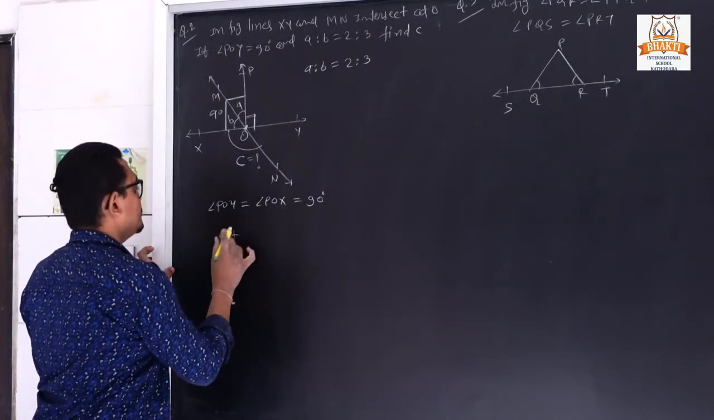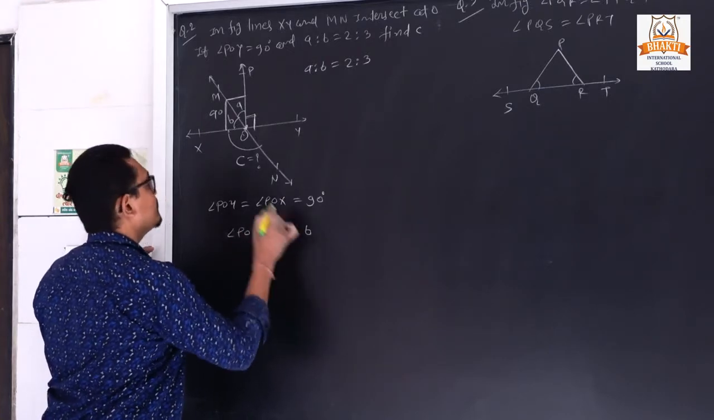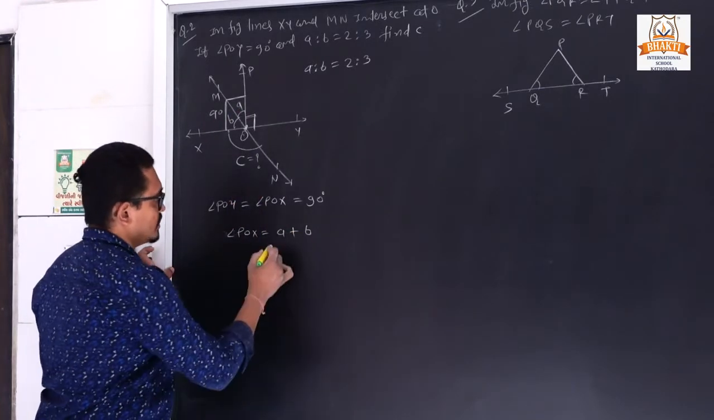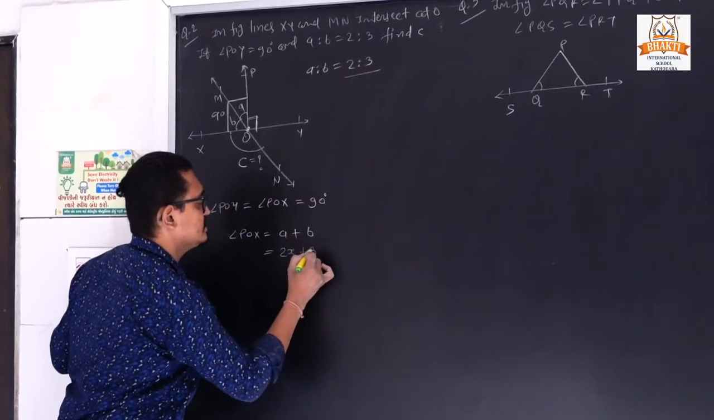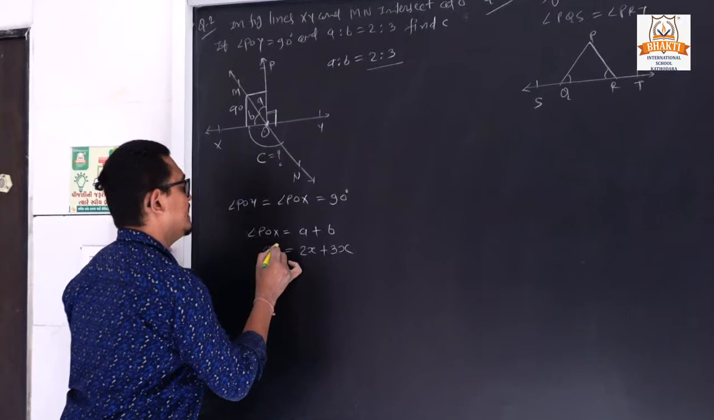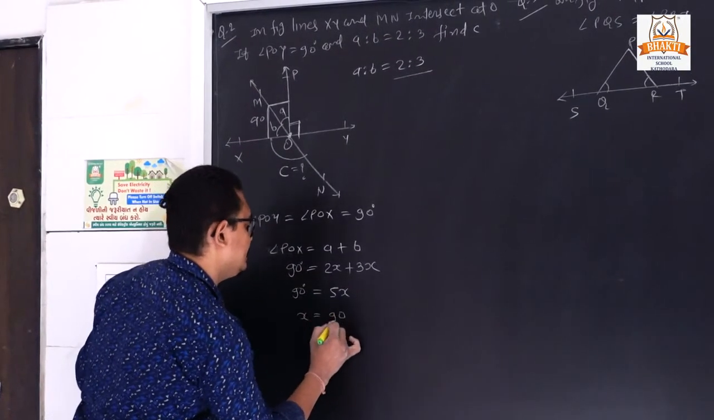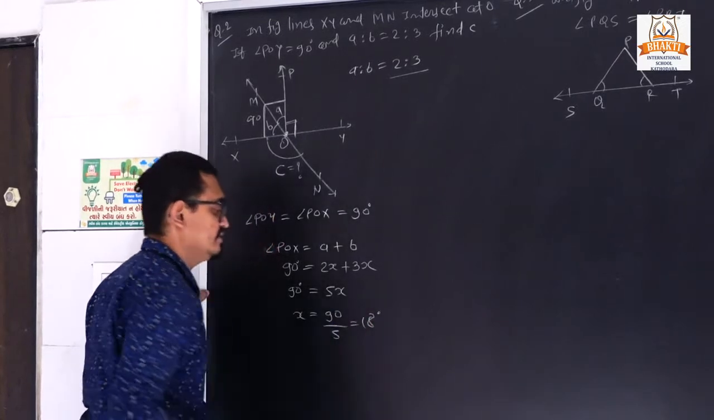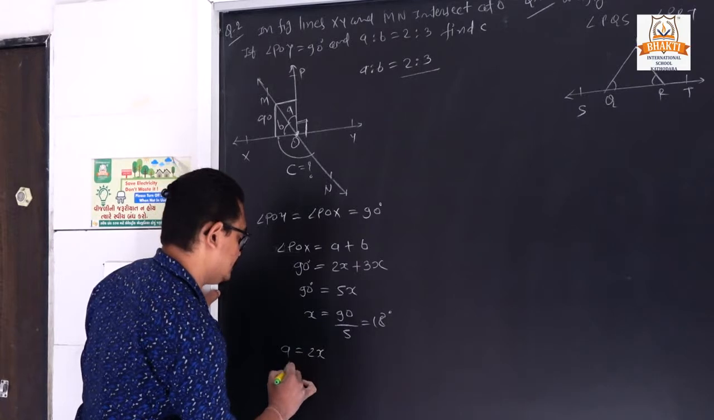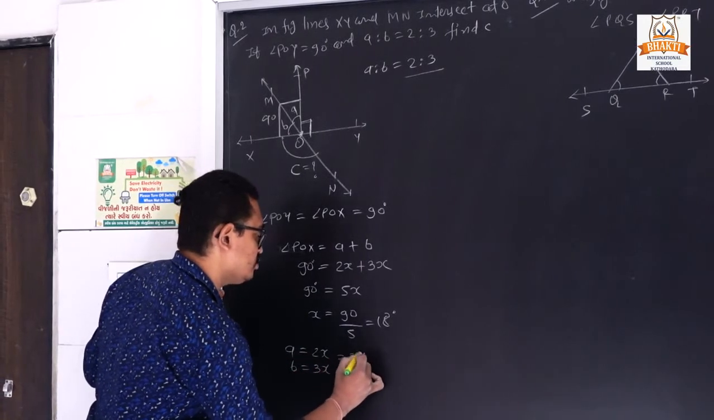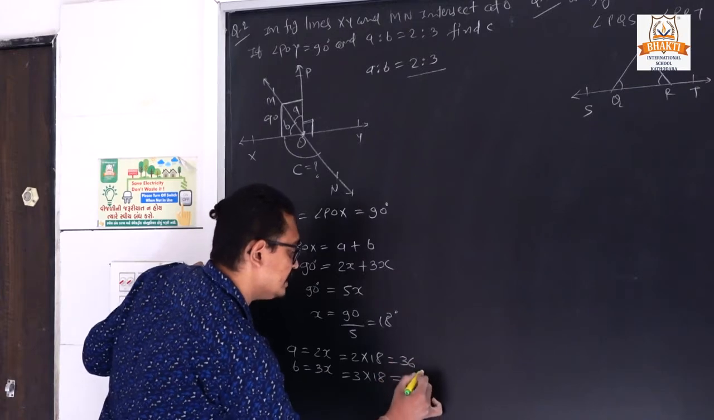So A plus B, POX means the sum of these two. So what is angle A? Here the ratio is given, so we can write 2x plus 3x, and POX is equal to 90 degrees. So it is 5x. So x is equal to 90 divided by 5, so it is 18 degrees. Clear? Now A is equal to 2x and B is equal to 3x. So 2 into 18 and 3 into 18. So it is 36 and it is 54.